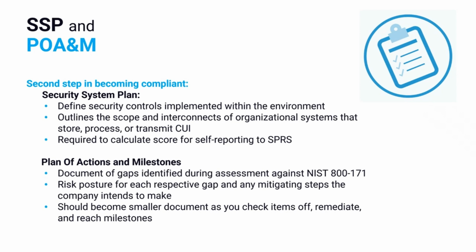They want to see network diagrams. They want to see important contacts within your systems. Also note that this is required in order to calculate the score for your self-reporting to SPRS. So you're going to utilize this document to go through, identify where you're compliant and where you're not compliant, and fill out those items so that the score is generated, and then you can report that to SPRS.